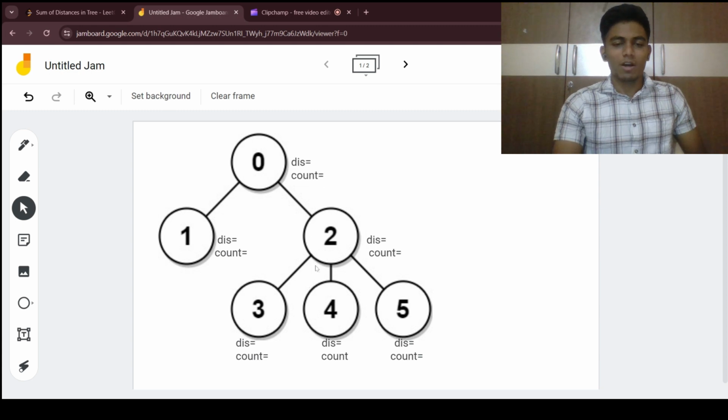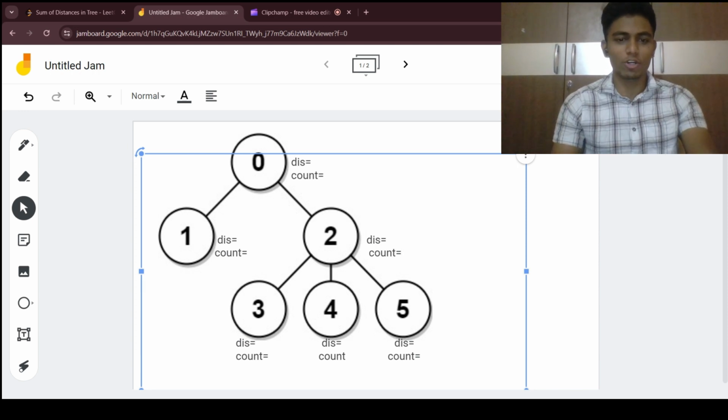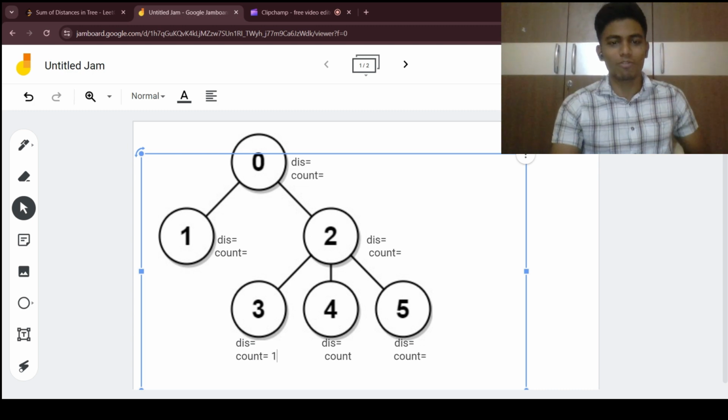Now when we see this particular node from these nodes, the distance is 1, and then 2, 2, and 2. But when we calculate the count, it is the number of nodes present below. For this node, the count is 1, because we contain only one node here. And for this, the count is going to be 1, and the count is going to be 1 for this as well.